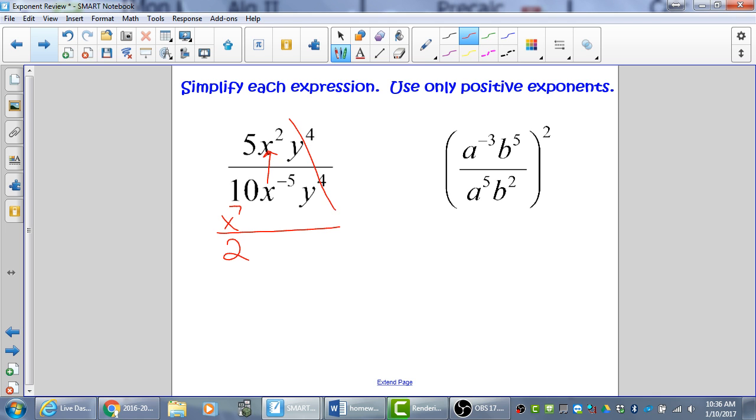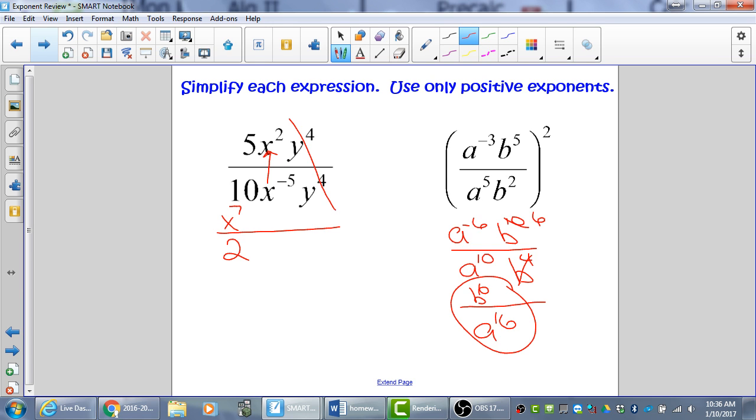This one, here's what I would do. I would do power to a power, -6, that's 10, that's 10, and that's 4. Power to a power, you multiply. Now we're going to deal with the negative exponent. So 6 goes down the bottom and joins with 10 and makes 16. 4 of those b's are going to cancel. So these 4 cancel out 4 of those, leaving 6. So you have b to the 6th on top. So b to the 6th over a to the 16th. That's what I get for that one.